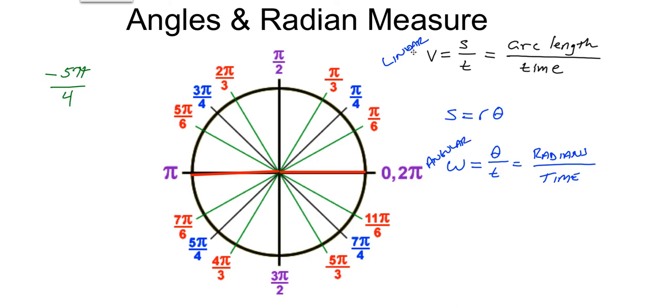For linear speed, my answer would be in units such as miles per hour, inches per second, feet per minute, a unit of length divided by time, whereas angular speed would be in radians per minute, radians per second, or maybe degrees per minute, degrees per hour, something like that. I hope this helps clarify a little bit about some of the terminology associated with angles and radians, and I'll see you in the next video.